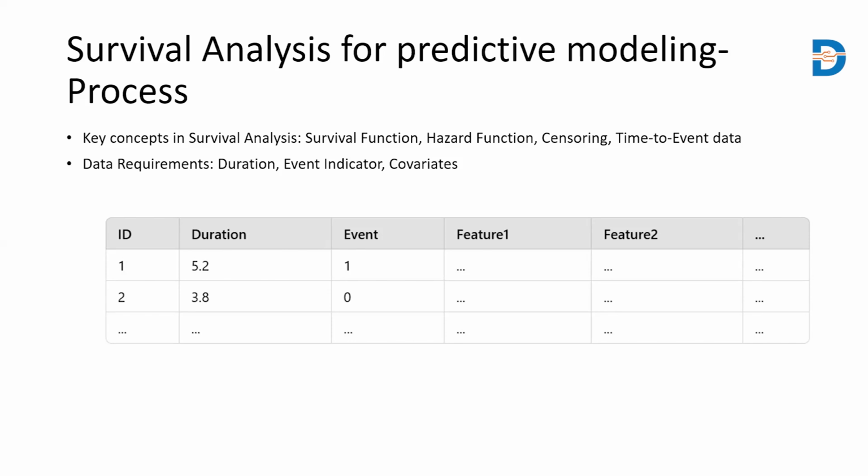Now, time to event data is data that includes the time until the event occurs and an indicator of whether the event was observed or censored. Your data set also has to be compliant with the expectations of your survival analysis algorithms. To perform survival analysis, your data set should have a duration column, the time until the event or censoring, an event indicator, a binary variable indicating whether the event has occurred or was censored, and covariates, which are just your features, the independent variables that may influence the time to event.